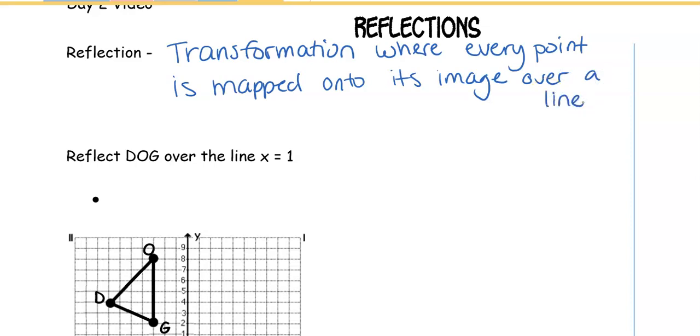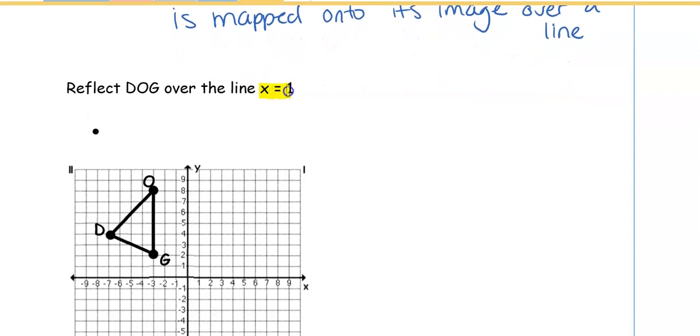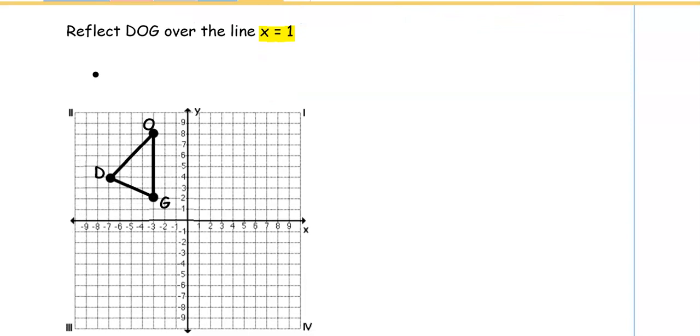So we're going to be mapping these points. Our line of reflection could be a lot of different things. So first, let's reflect over our line x equals 1. It is important that we know what x equals 1 is. X equals 1 is going to be a vertical line. So the first thing that we're going to do is draw that vertical line at 1.